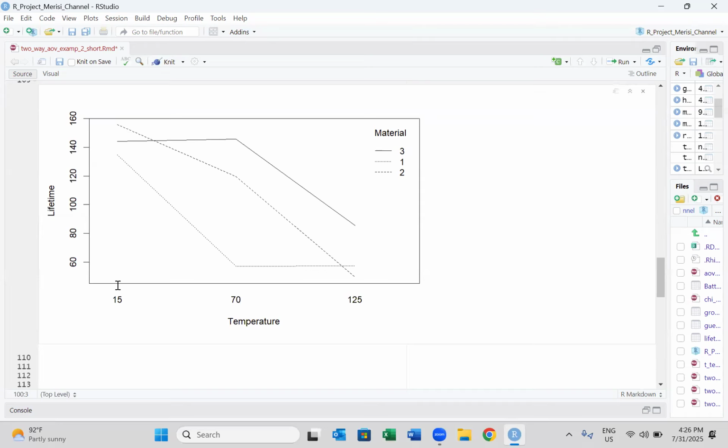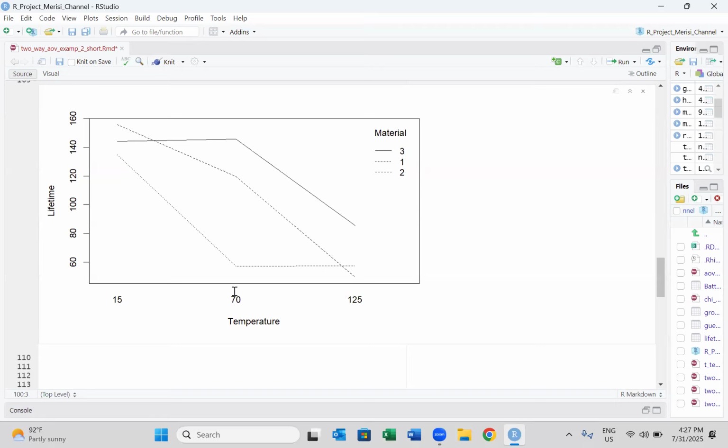When temperature changes from 15 to 70, the average lifetime decreases for materials 1 and 2. But if the material is 3, the lifetime barely changes. So when temperature changes from 15 to 70, there is a decrease in lifetime for materials 1 and 2, but it's barely the same for material 3. So here we are observing that the effect of temperature on lifetime depends on the material.